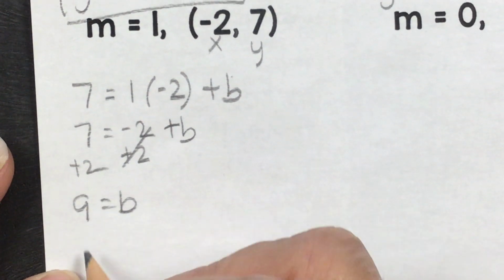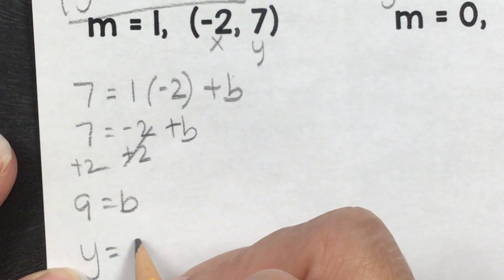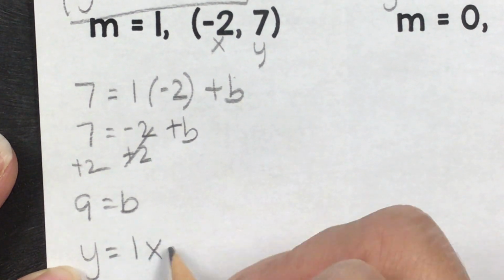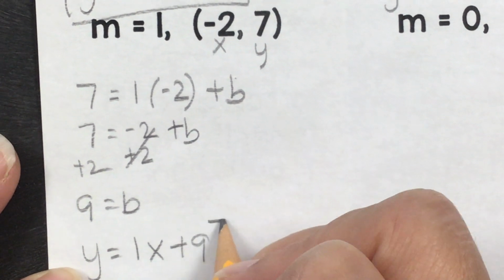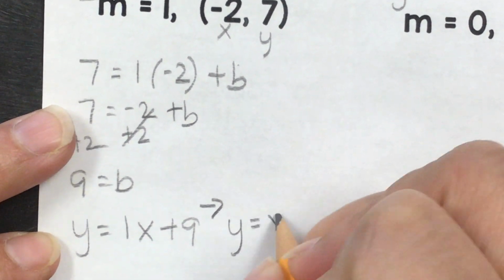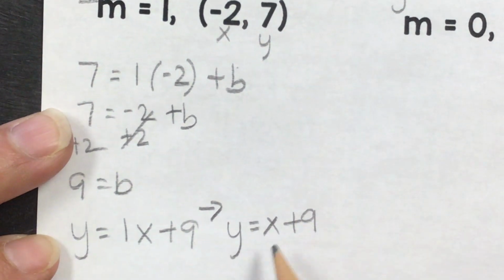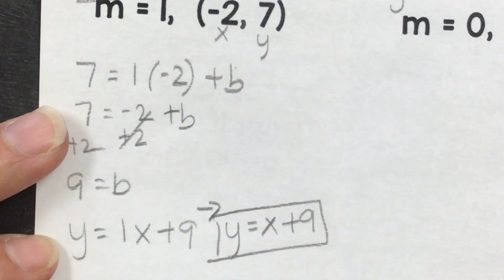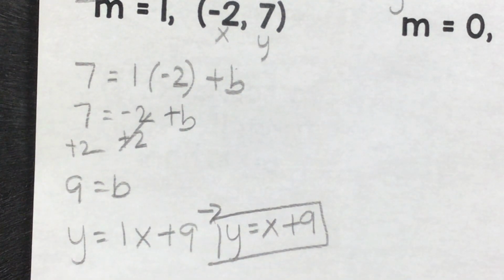Then you write the equation of the line. Y is equal to 1x plus 9, which is the same thing as y is equal to x plus 9. And we should be okay with this and find it interchangeable, that's our final answer.